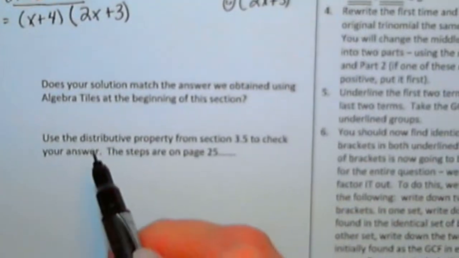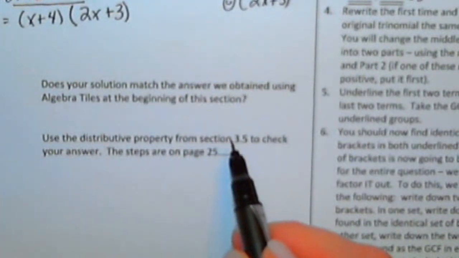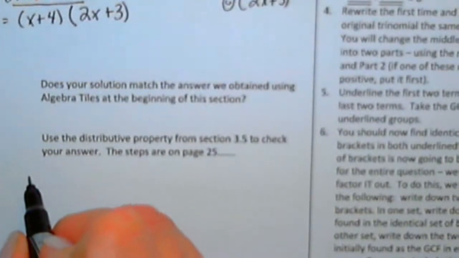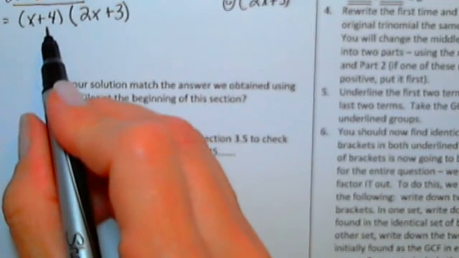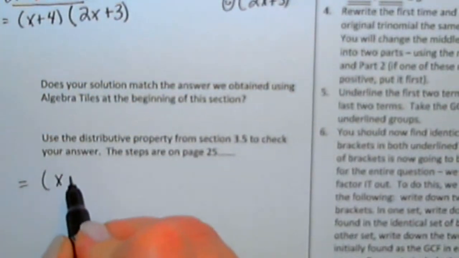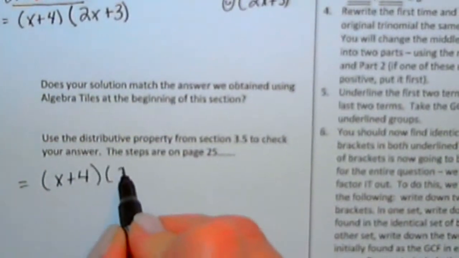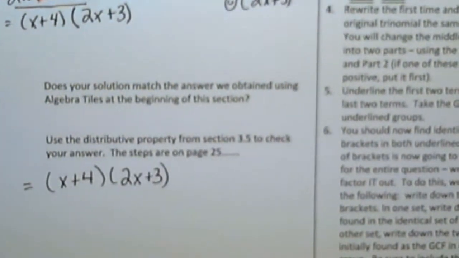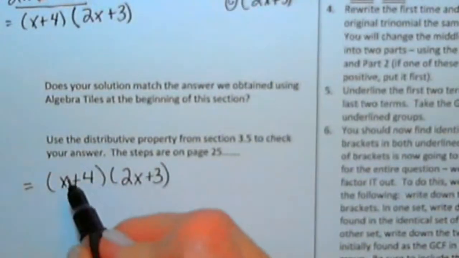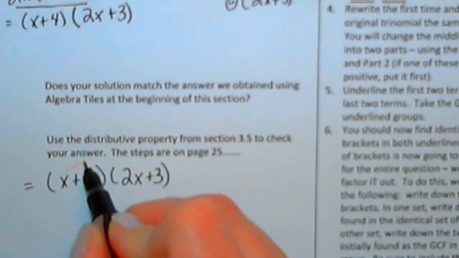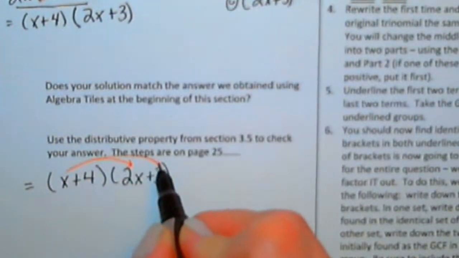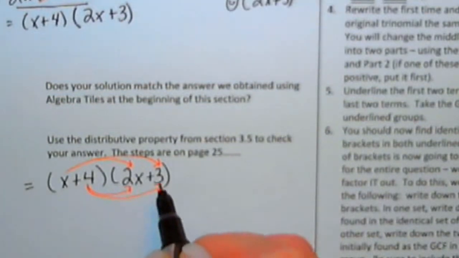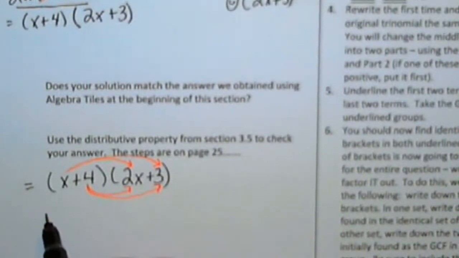So, one question here says, use the distributive property from section 3.5 to check your answer. The steps are on page 25. So if I want to check this, I'm going to rewrite this x plus 4 times 2x plus 3. And I'm going to use what we call the distributive property to check that. Distributive property says that I need to pass this x out to both of these guys in the brackets, and then I need to pass this plus 4 out to both of these guys. Now what does that look like?